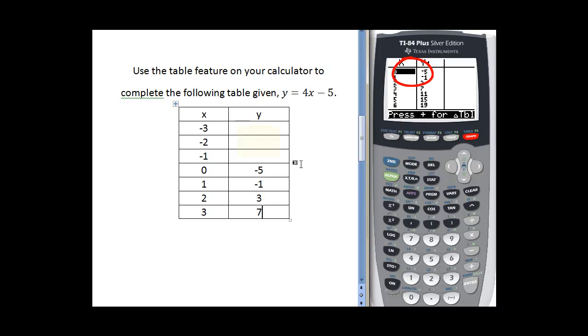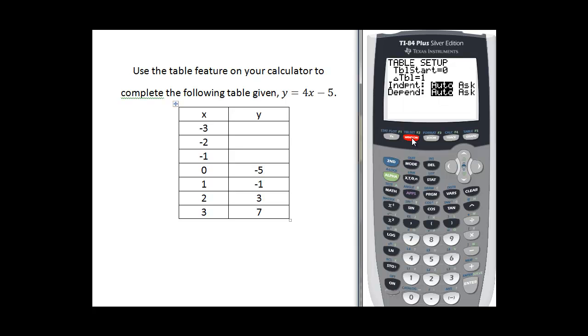So since that isn't showing here, what I can do is go into Table Set right up here above your window key, and I'm going to hit second window to get up to Table Set, and I will see that my table is starting at 0 and it's going in an increment of 1, and I want to back that up a little bit, so I'm going to put my table start at -3 and hit enter. Now when I go back to my table, it starts at -3 and goes up by increments of 1.